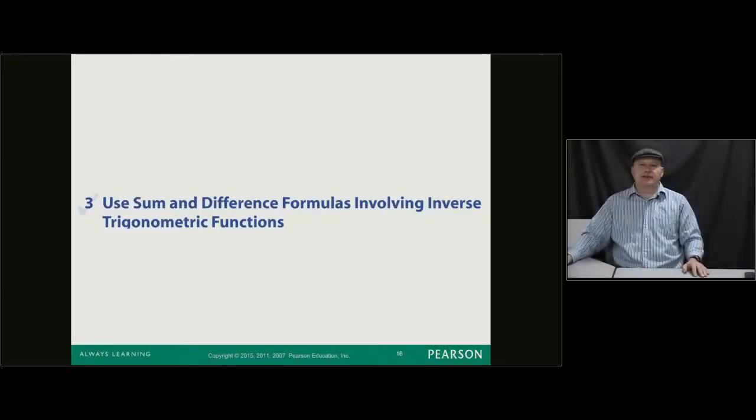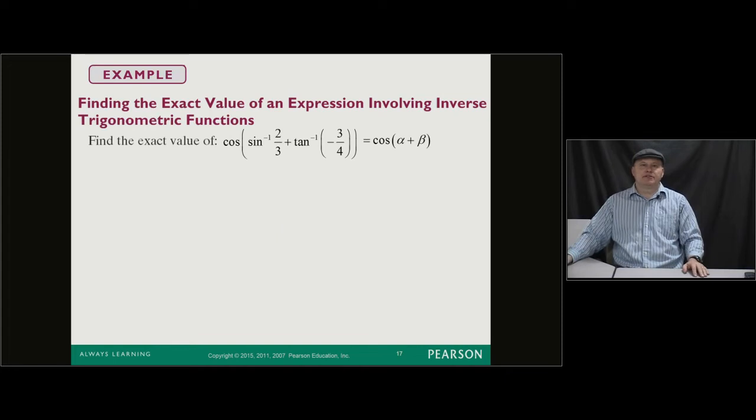Hello, in this discussion we'll be talking about the sum and difference formulas involving inverse trigonometric functions. So let's begin with an example. We want to find the exact value of the cosine of the sine inverse of 2/3 plus tangent inverse of -3/4. And we're letting that equal the cosine of alpha plus beta.